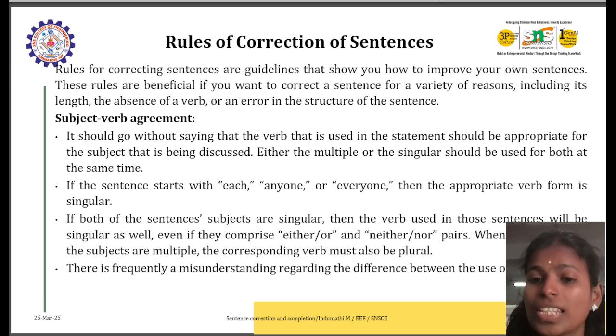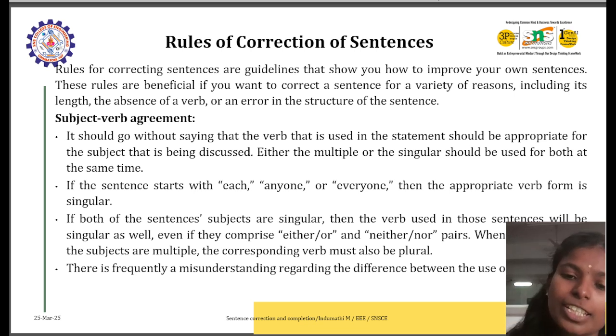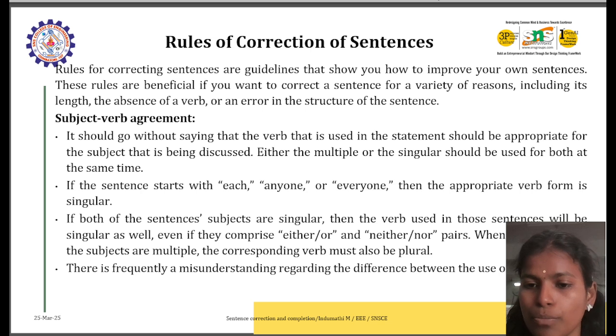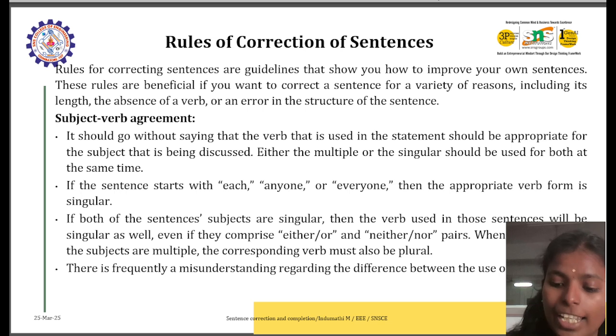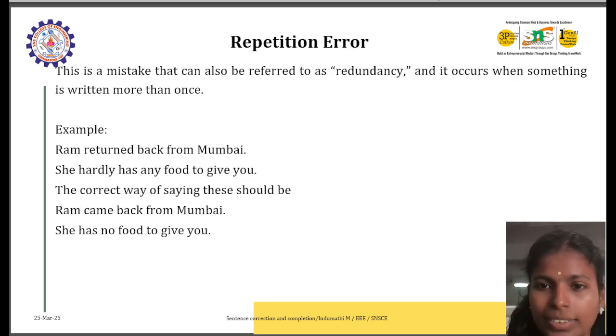That is, when the subject is singular, the verb should be singular. If it is plural, the verb should be plural. There is frequently a misunderstanding regarding the difference between the use of I and me. So we'll just see some errors.